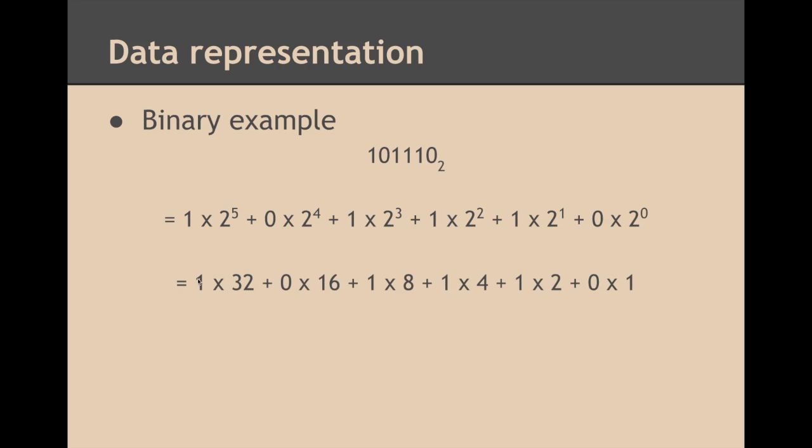So now we can do the math. 1 times 32 plus 1 times 8 plus 1 times 4 plus 1 times 2. Add all those together and you end up with 46. And so that shows us how to convert from this binary representation here into a decimal representation.